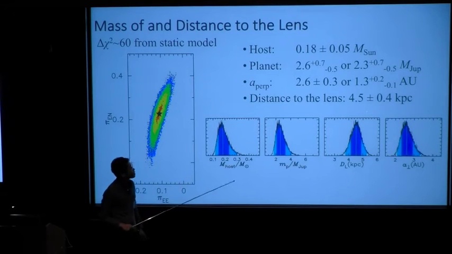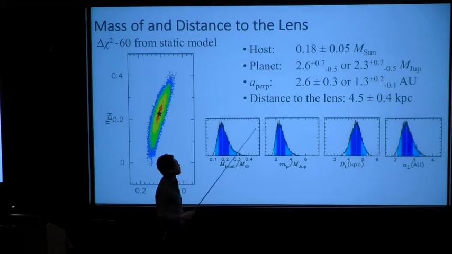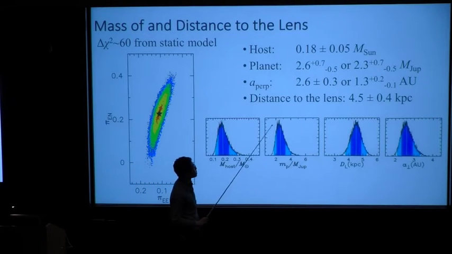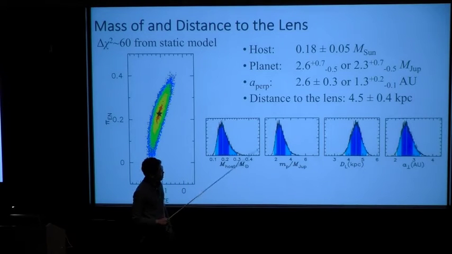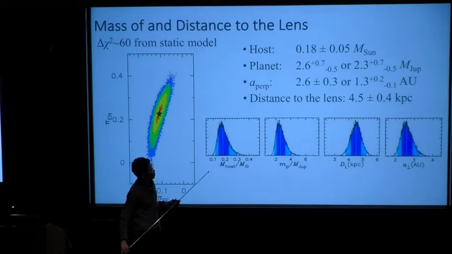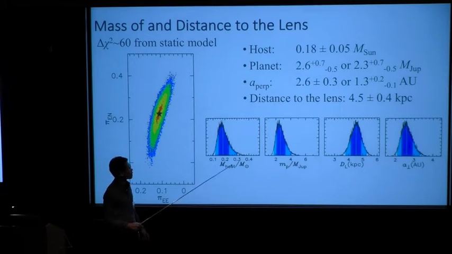So the host star has a 0.2 solar mass, and the companion object has 2.6 or 2.3 Jupiter mass for wide and close solution. The projected star and planet distance is 2.6 or 1.3 AU for wide and close solution. And assuming the source star is 8 kiloparsec from us, the lens system is located at 4.5 kiloparsec from us. So maybe this system belongs to the galactic disk.